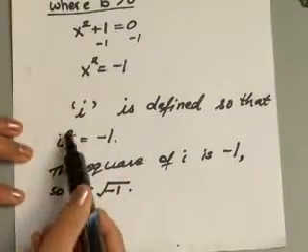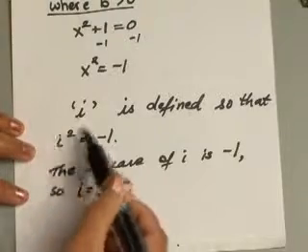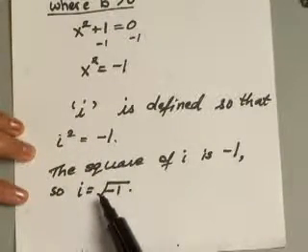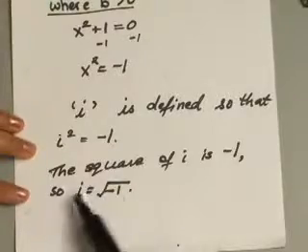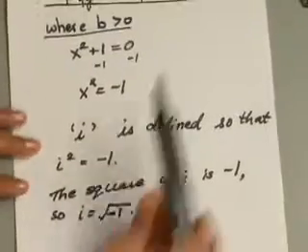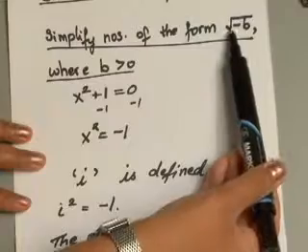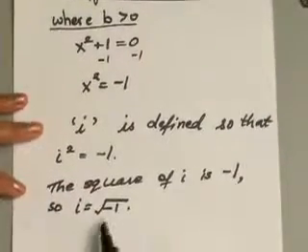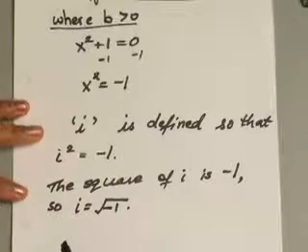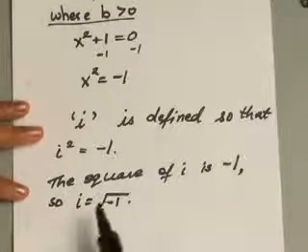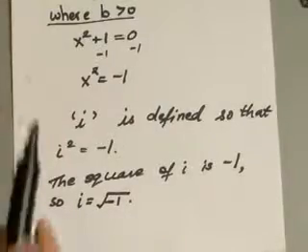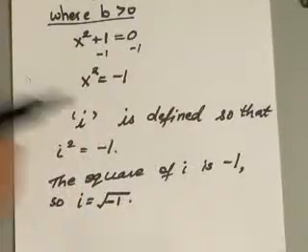So if i squared is negative 1, if you take square roots on both sides, you will end up with i equals the square root of negative 1. And we use this idea to help solve any numbers which are of the form square root of negative b. So let's go ahead and see how we can use the number i to help us solve square roots of this form.